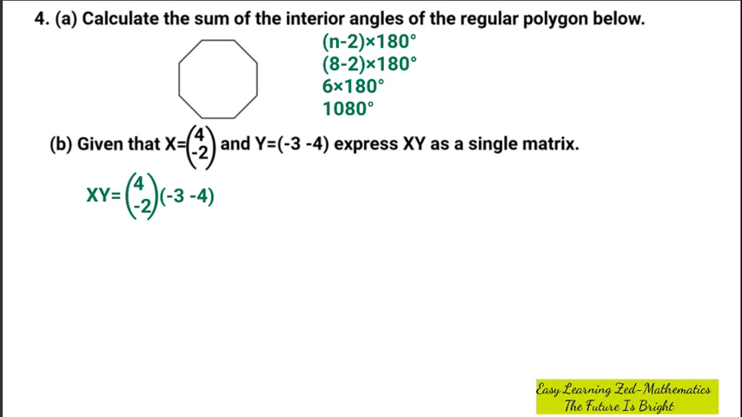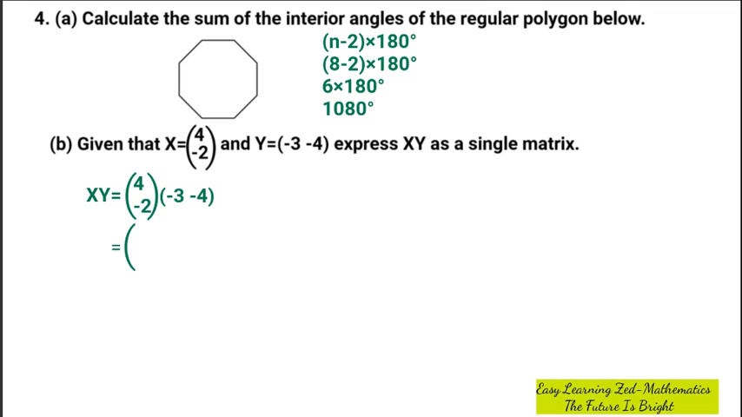The way it's started with XY, you start by writing first matrix X, then you multiply it by matrix Y. Once I've done that, the next thing you need to do is write equal to, then open bracket, then you multiply 4 by every element in matrix Y.